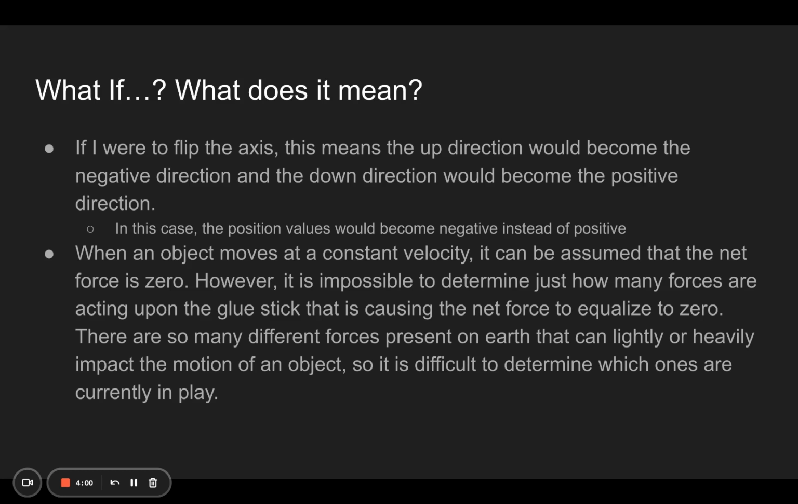If I were to flip the axis, this means the up direction would become the negative direction and the down direction would become the positive direction. In this case, the positive values would become negative instead of positive. When an object moves at a constant velocity, it can be assumed that the net force is 0. However, it is impossible to determine just how many forces are acting upon the glue stick that is causing the net force to equalize to 0. There are so many different forces present on Earth that can lightly or heavily impact the motion of an object, so it's important to determine which ones are currently in play.